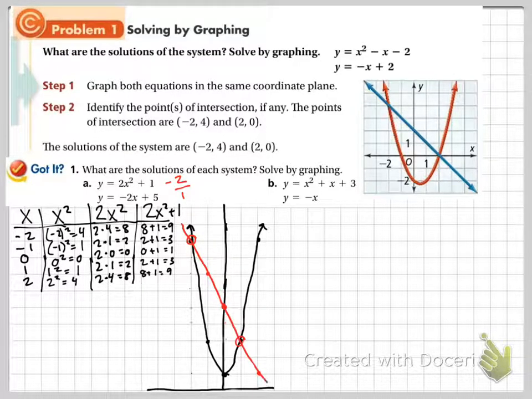Just like that. So I've got two solutions. This is (1, 3), and this is (-2, 9). So those are my answers: (-2, 9) and (1, 3).